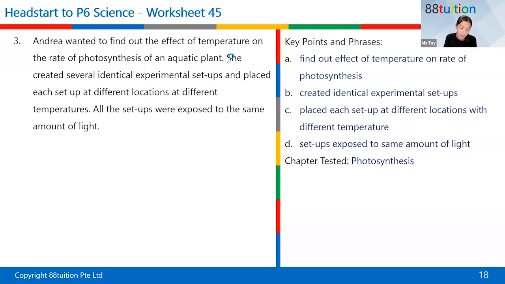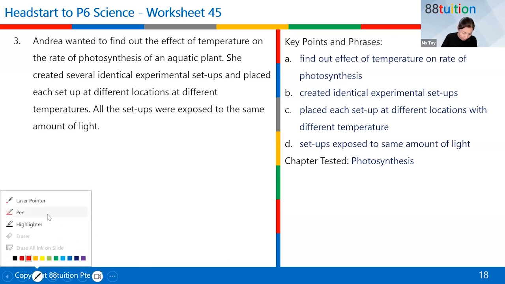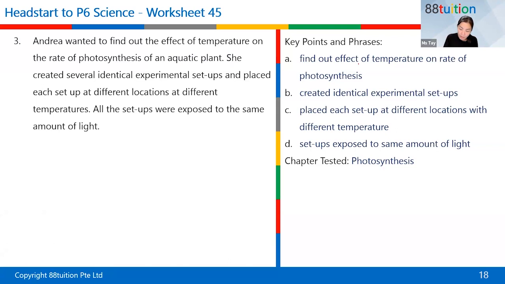Now, Andrea wanted to find out the effect of temperature on the rate of photosynthesis of an aquatic plant. So you see the points that you have to take note of. Find out the effect of temperature on rate of photosynthesis. So this is point number 1. And then she created several identical experimental setups. So this is point number 2. And then each setup is placed at a different location with a different temperature. So it's being written down.